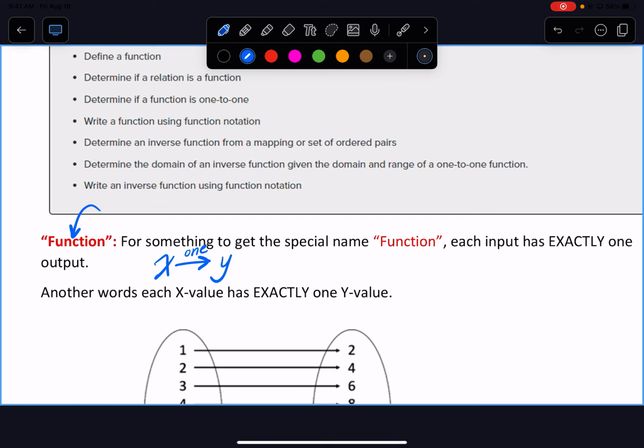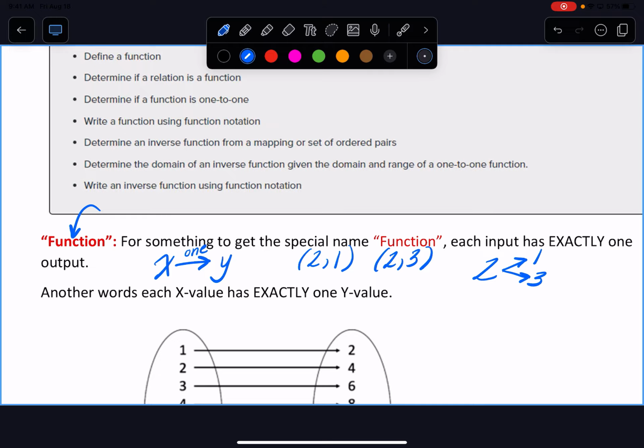So let me show you when this is an issue, okay? When it's not a function, not a bad thing, it's just not a function. If I have the point (2, 1) on a graph, and I also have (2, 3), do you see how that x actually has two locations for y? Yes. See, look, 2 is pointing to 1, 2 is pointing to 3. This would just not get the special name function. It's not bad, it just doesn't get the special name function.